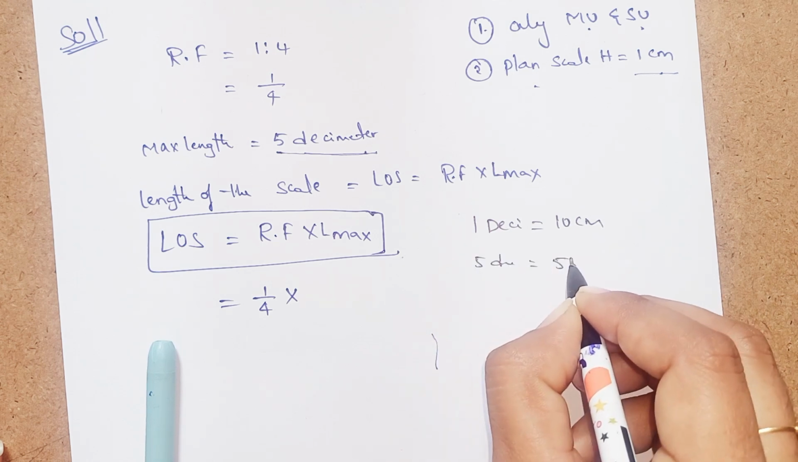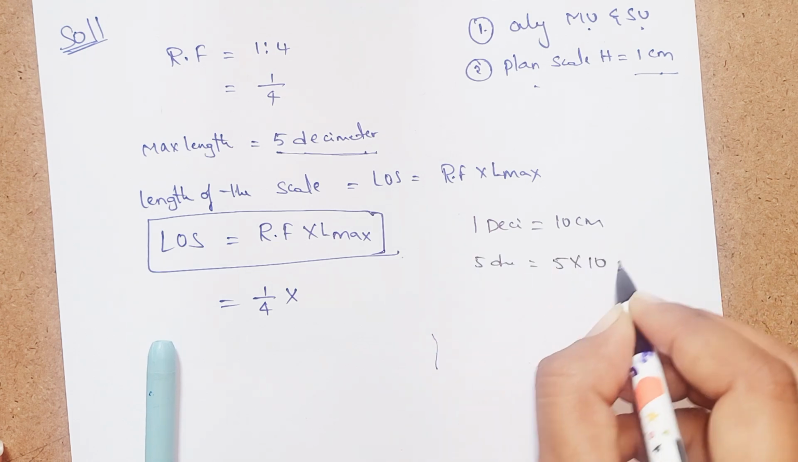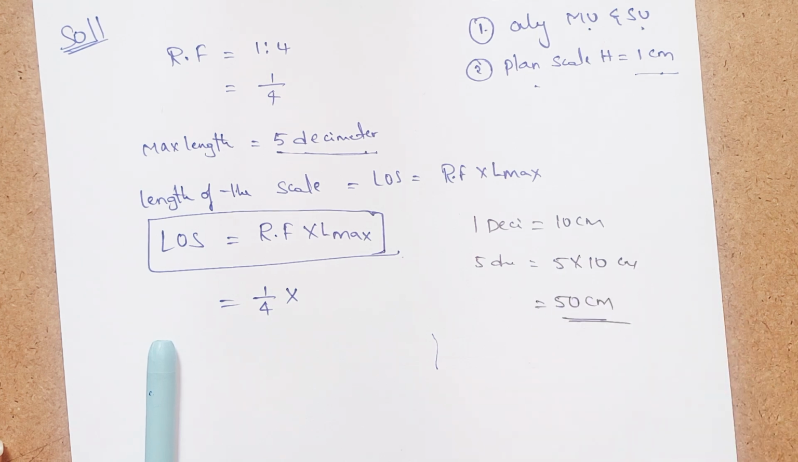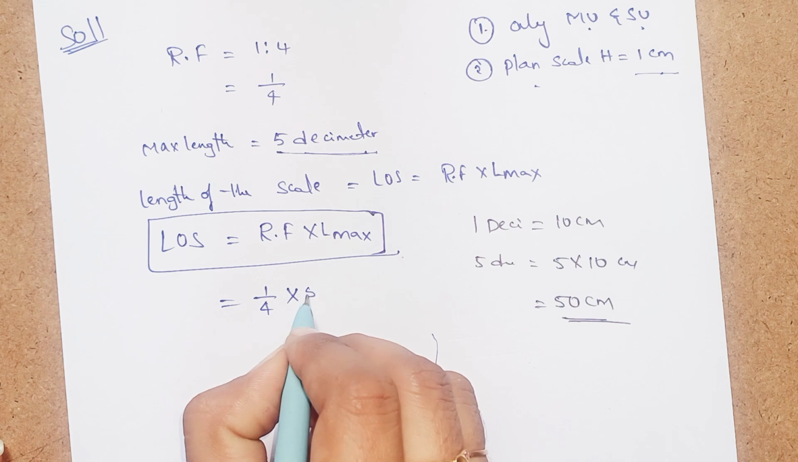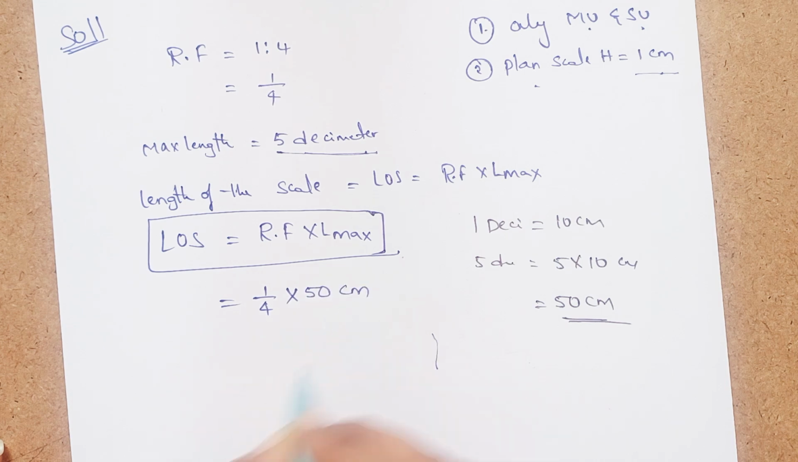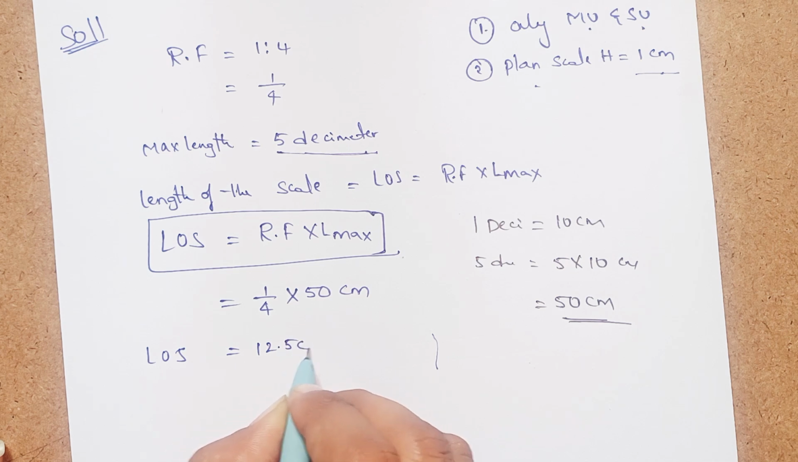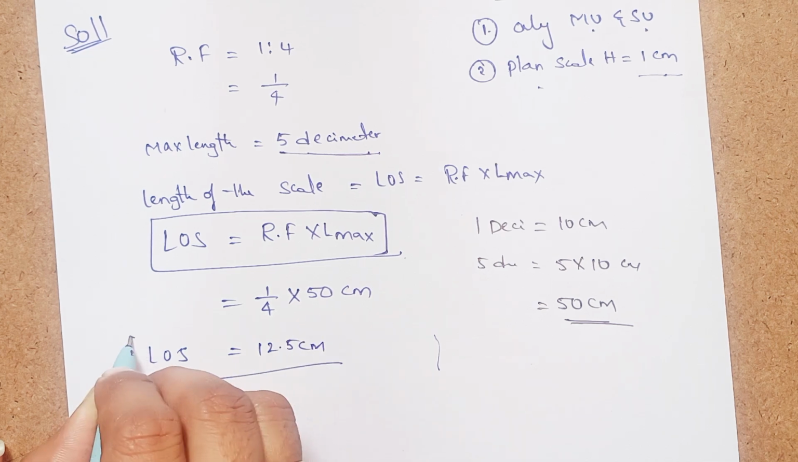5 into 10 centimeter is equal to 50 centimeter. Consider that. Next, substitute 50 centimeter here. Then calculate 1/4 into 50. Then we get the LOS, the length of the scale, equal to 12.5 centimeter.